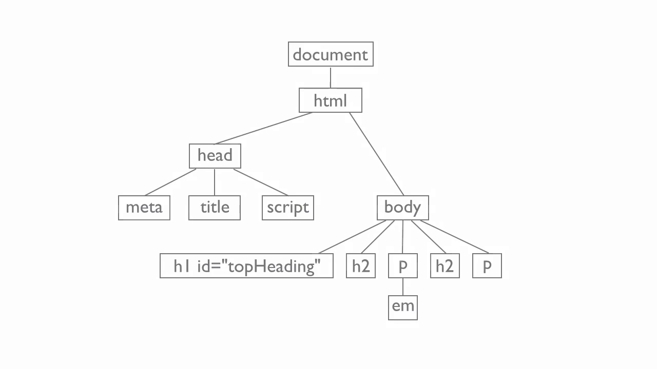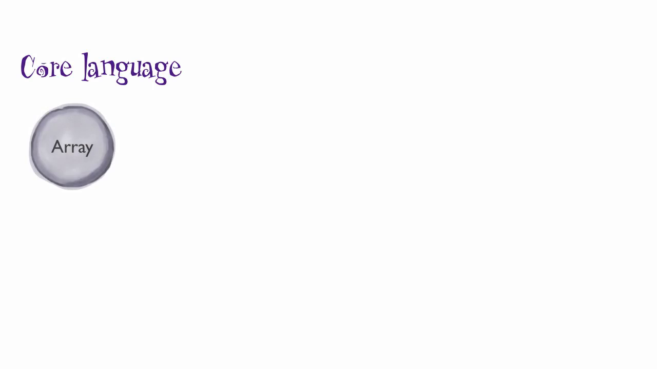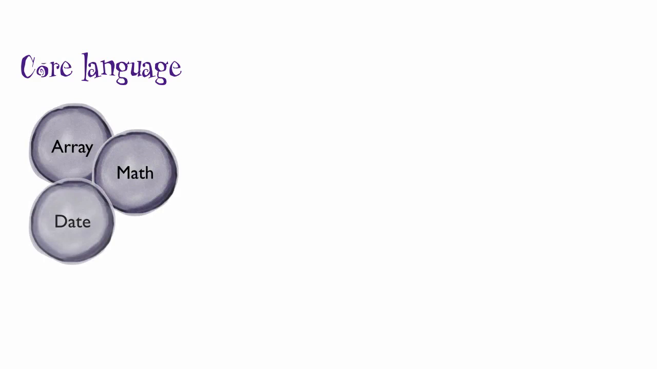There are three categories of objects that you'll work with in JavaScript. The first is the core language objects. These are objects that are part of JavaScript, like Array, Math, and Date. Whether you use JavaScript in the browser or in some other environment, like Node.js, or even in an application like Photoshop, you'll generally find that the core language objects are the same.